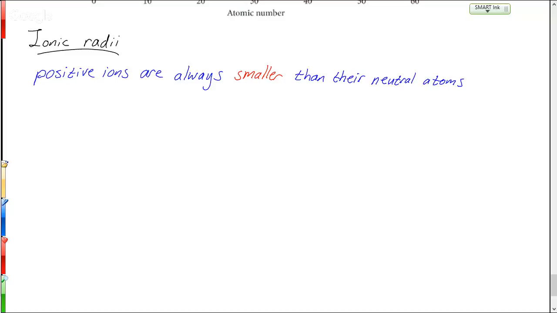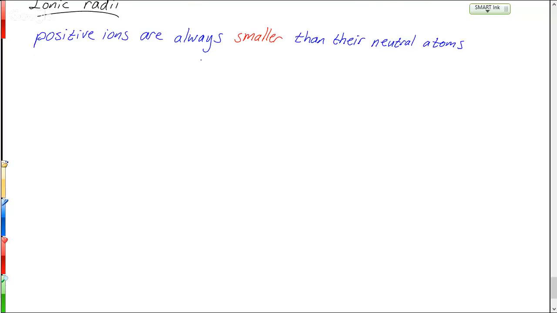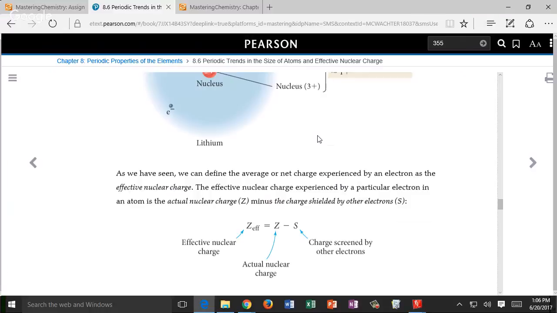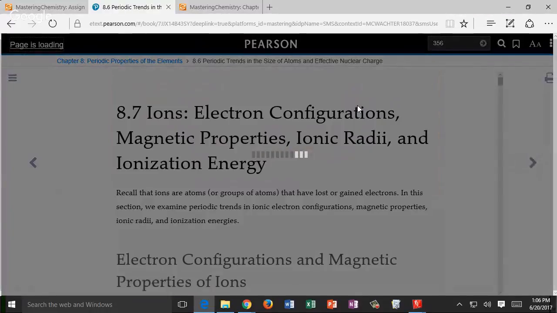Positive ions are always smaller than their neutral atoms. And the more positive charge you have, the smaller it gets yet. So there's a neat chart in the book that shows this. Let me grab that here.